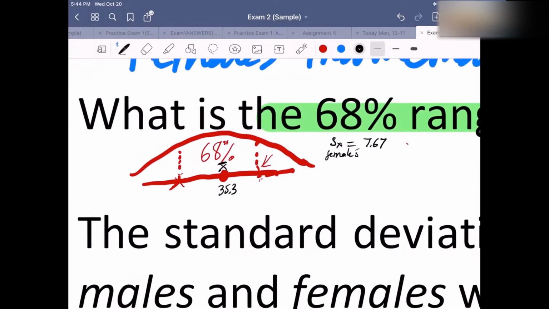So this is the 68% range. That means that you have to go to the left one standard deviation, and you have to go to the right one standard deviation of the mean. So what is the answer right here, everyone? What is the result right here, and what is the number right here? What is the number on the left, and what is the number on the right? I'm going to give you a minute to try it, and then type the answer in the chat for me.